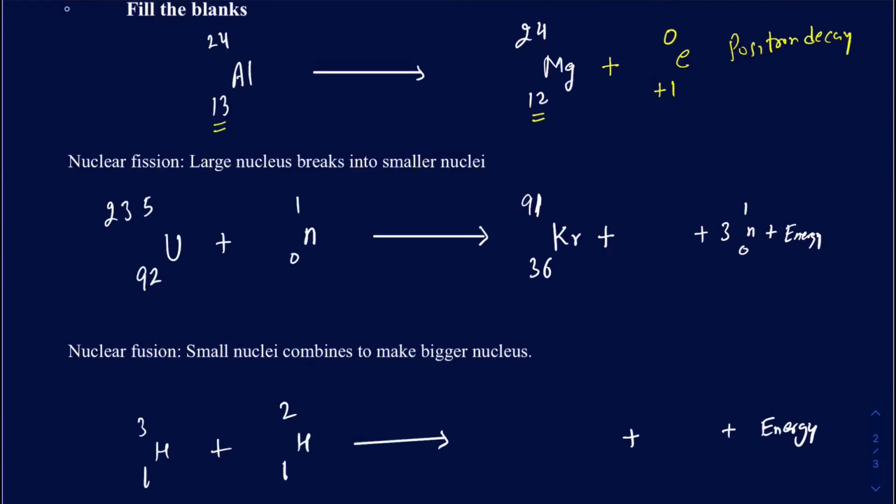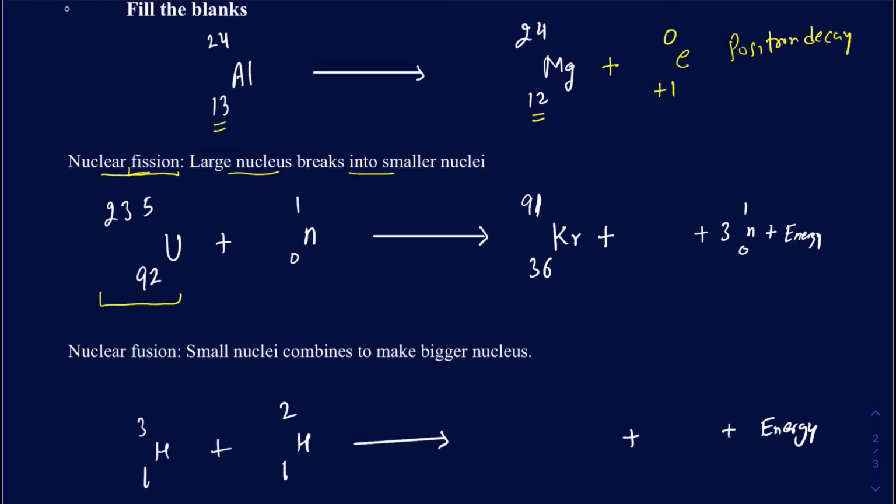Let's talk about 2 famous processes that really happen in nuclear reactions. The first one is called nuclear fission. As the name specifies, in fission you will have a large nucleus breaking into 2 smaller nuclei. Now let me take an example of uranium-235.